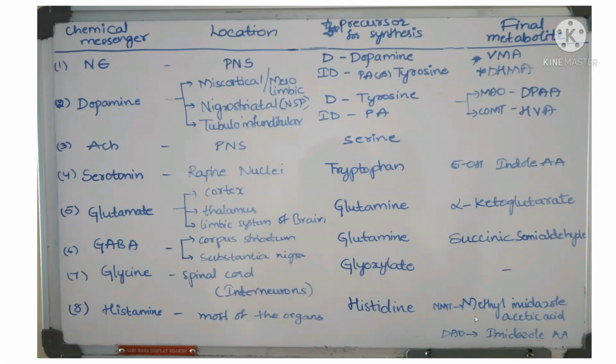And now if we come down here, we have histamine. If histamine is metabolized through N-methyl transferase, the final metabolite is methyl imidazole acetic acid. And if it is metabolized through the diamine oxidase enzyme, then the final metabolite is imidazole acetic acid. So this slide is very important: the location of the neurotransmitters and their starting precursor and final metabolite.